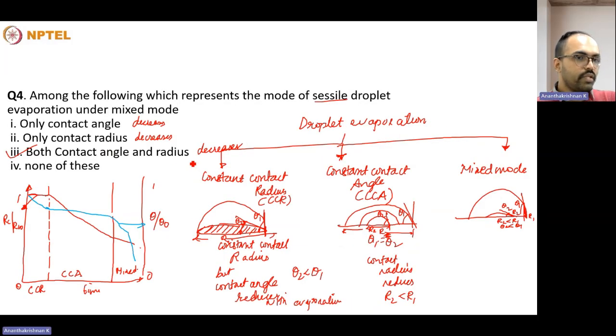Fourth was based on the droplet evaporation, stationary sessile droplet evaporation under mixed mode. We have seen the conditions when the mixed mode will operate. That happens at a higher time from the starting point. Initially there will be constant contact radius. Then as time increases, it will become constant angle, and then the mixed mode. In the mixed mode, both the contact angle as well as the contact radius reduce.